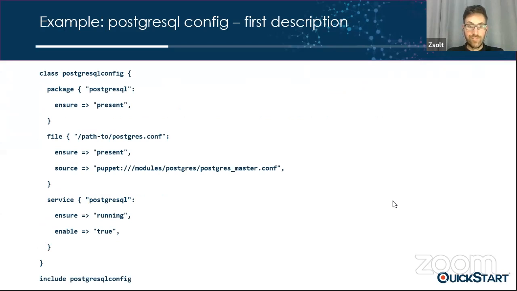This is an example for Postgres config. So you have the PostgresQL config class, which contains a package, a file, and a service. This is a typical pattern in Puppet, actually. So first you make sure that the package is installed. You make sure that the configuration file contains the proper source. So the configuration is correct. And then the service is running and it's enabled. So this is a typical package, file, service, triple.